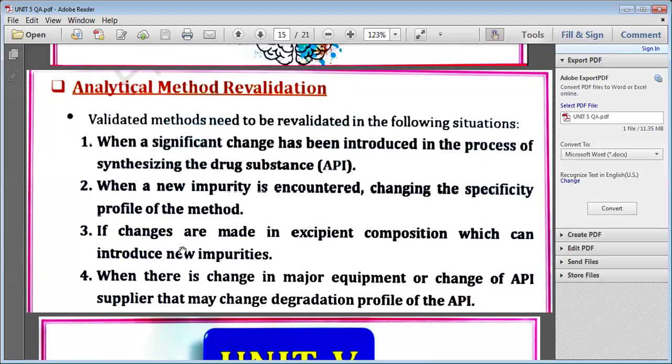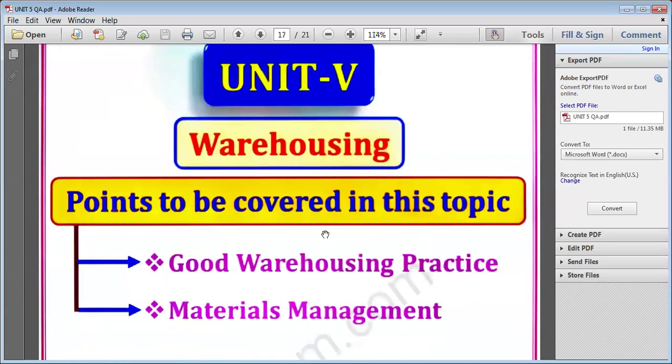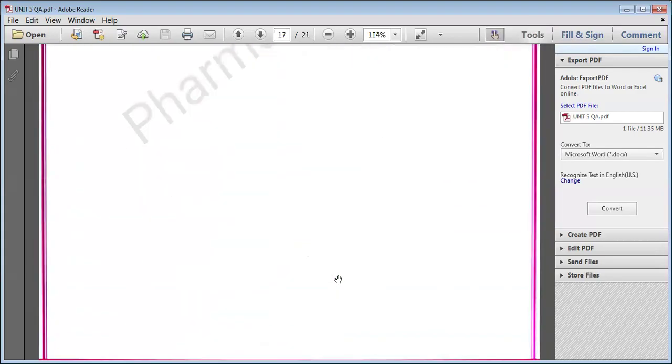And when there is a change in major equipment or change of API supplier, that may change the degradation profile of the API. Coming to the warehousing, good warehousing practices and material management.